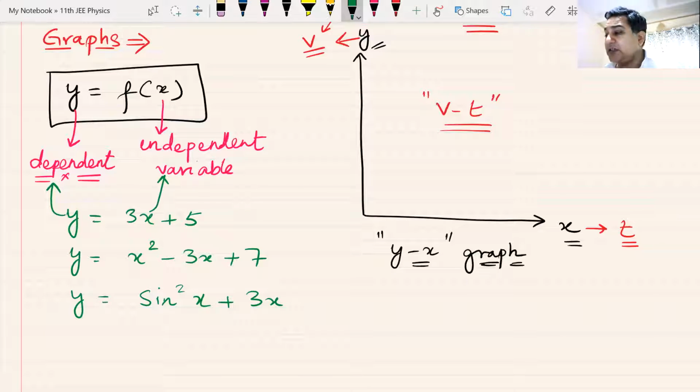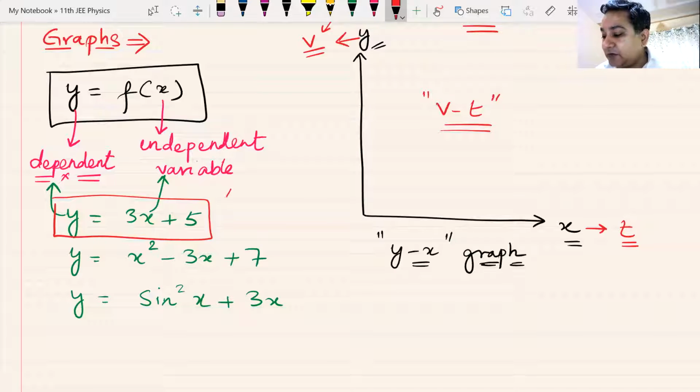Now, as we discussed in the previous classes, the simplest graph that we have is this one: y is equal to 3x plus 5. This is a recap of what we have done in the previous classes. The simplest graph is y is equal to 3x plus 5.